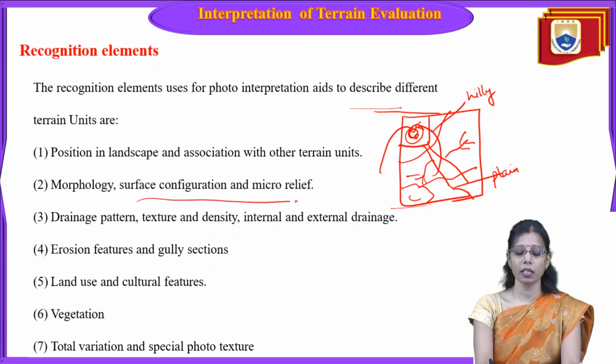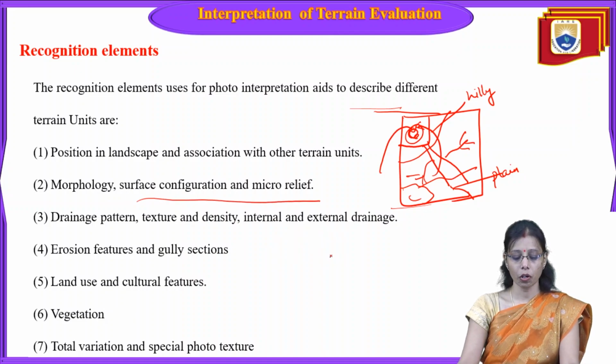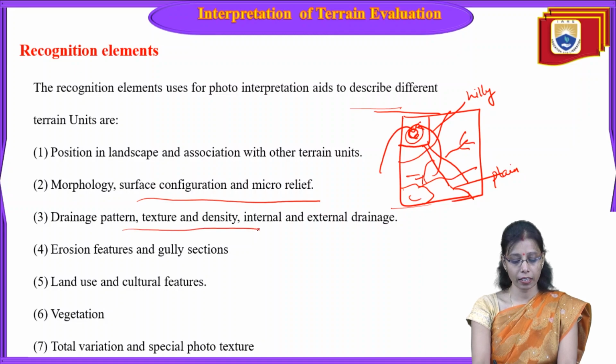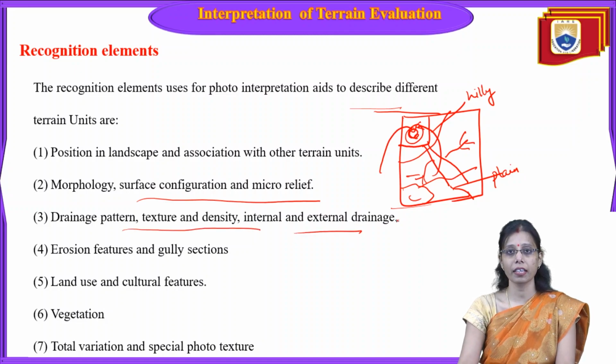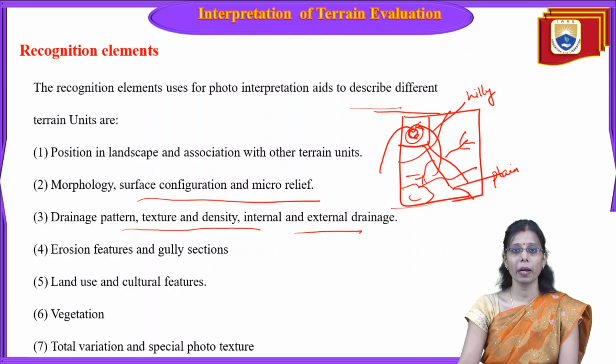Then morphology, surface configuration and micro relief. What is the morphology of that area? We have to find out the morphology of that area for the micro relief. Next, drainage pattern, drainage texture, density, internal and external drainage, we have to get to know. What is a drainage pattern? Yesterday in the previous lecture we discussed converging evidence. In that we discussed the different patterns of drainage, like dendritic, circular, radial, terrace, and rectangular. These are all drainage patterns we discussed in the previous lecture.